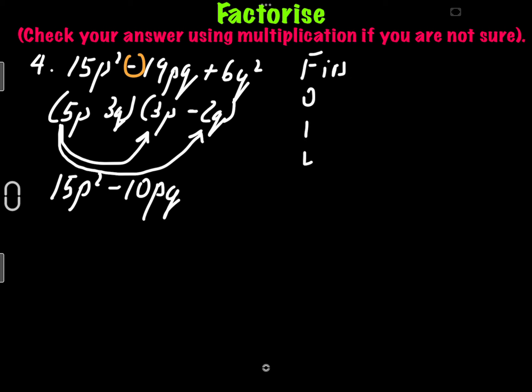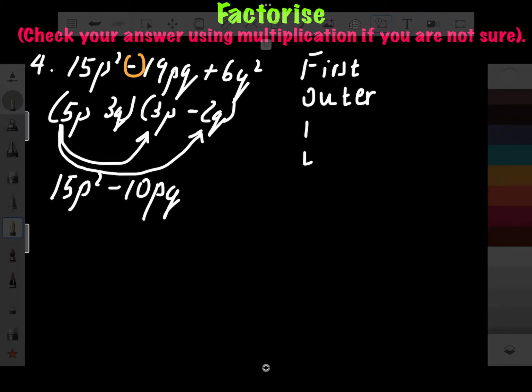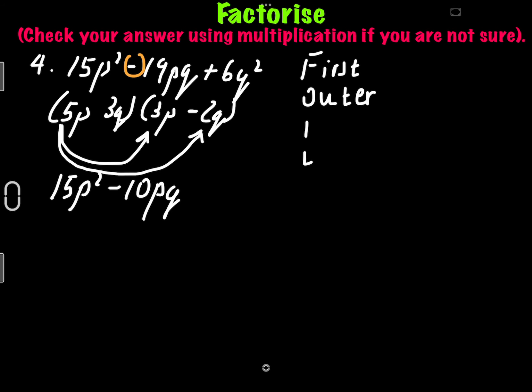First, the first terms were 5p multiplied by 3p. We got 15p squared. The outer terms in our parentheses are 5p multiplied by negative 2q, which gives us negative 10pq. Okay, and our inner, now this becomes the inner terms now. That and that, they are inner. Now those, they are within.